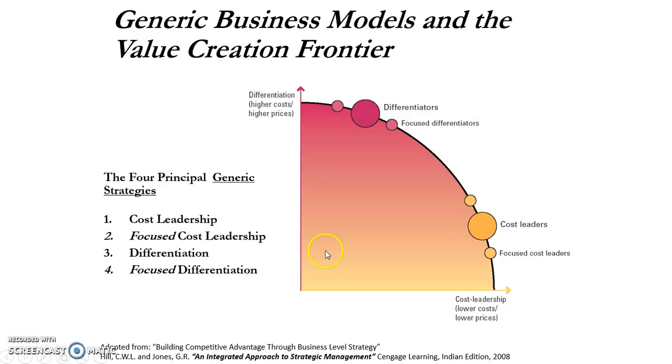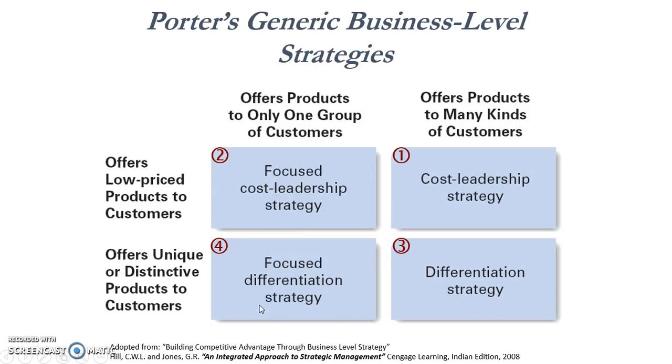Now let's put these 4 aspects into a grid format, which was initially devised by Porter as the generic business level strategies model. So on the left we have the type of value and cost we are dealing with. So we have low price products and we have unique and distinctive products. And on the other side of the grid we have the size and type of customer we are dealing with. So are we catering to a smaller or niche segment, or are we catering to the masses?